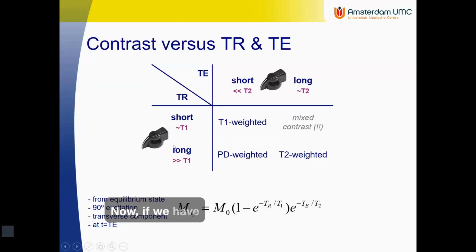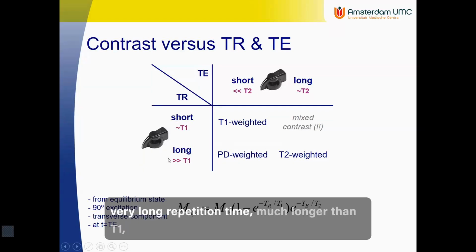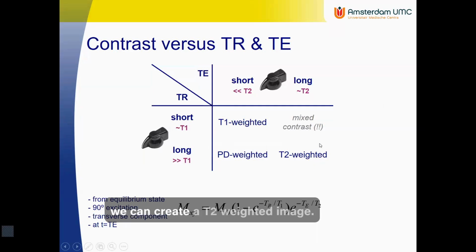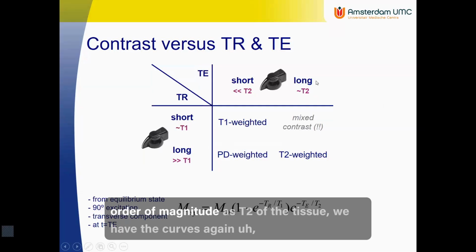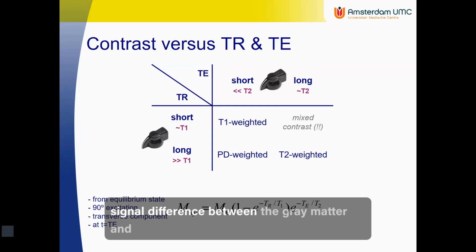Now, if we have a very long repetition time, much longer than T1, we can create a T2-weighted image if we take a longer echo time. We take the echo time of the order of magnitude of the T2 of the tissue. We have the curves again, the transverse magnetization curves split up, and then we get a signal difference between gray matter and white matter again, in terms of T2.